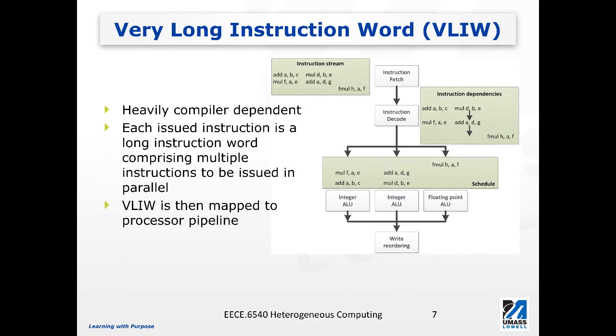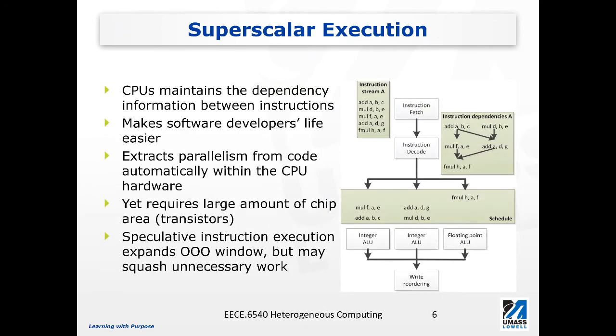And because of the dependency, the final instruction, floating point multiply, will be executed in the third batch. So in this kind of instruction scheduling, we can see that the performance is greatly improved over the serial execution. Yet, on the microprocessor, we need to devote a large amount of chip area to implement such control logic.